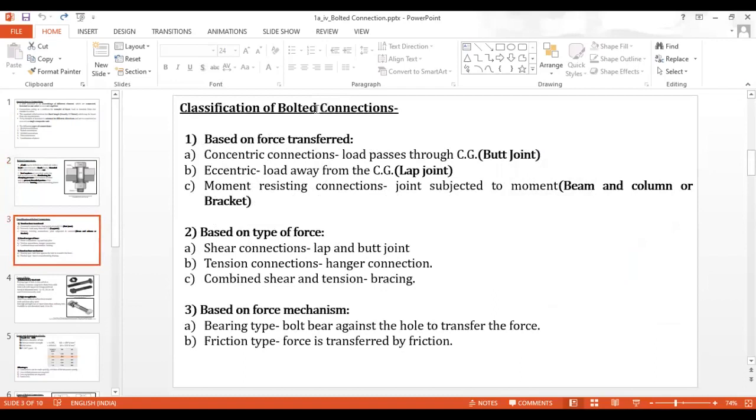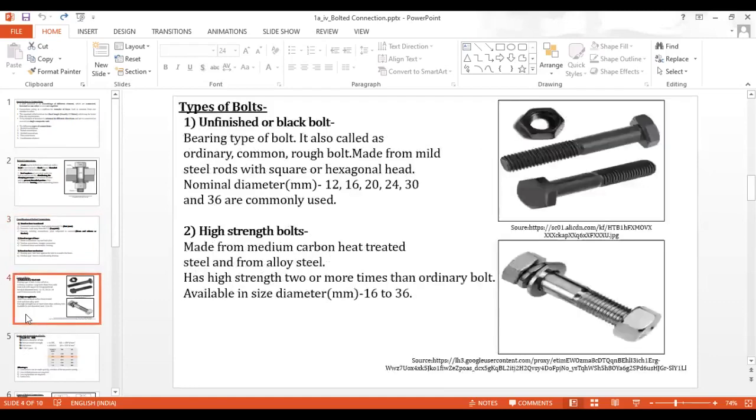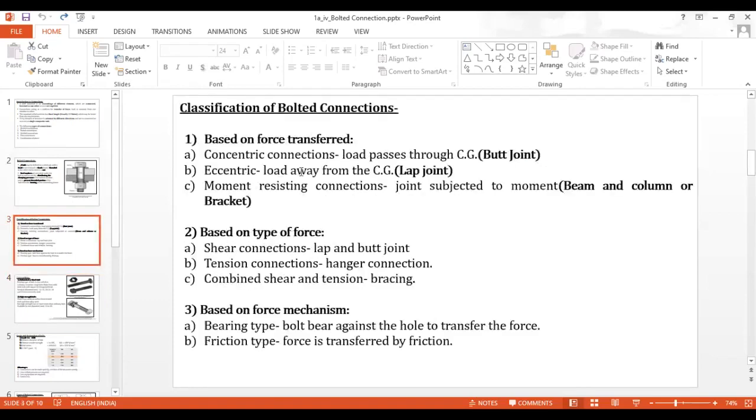Then classification of the bolted connections. Bolts are classified, first one depending upon the force transferred, second one based upon the types of force, and third one based upon the force mechanism.